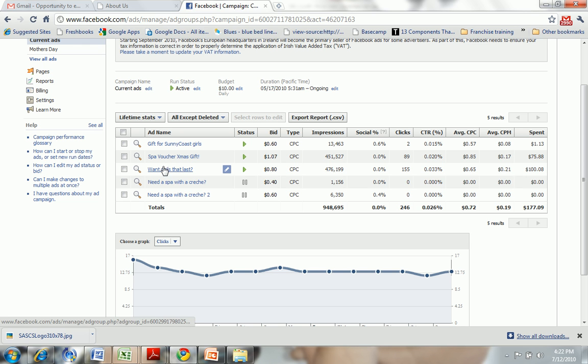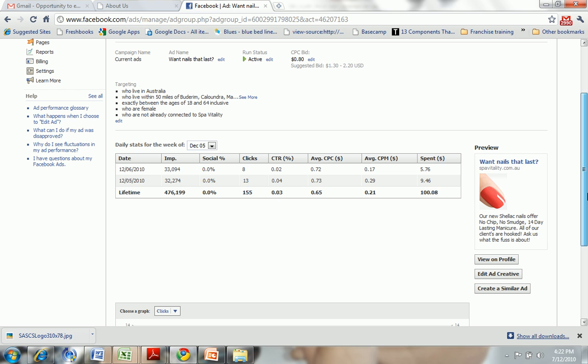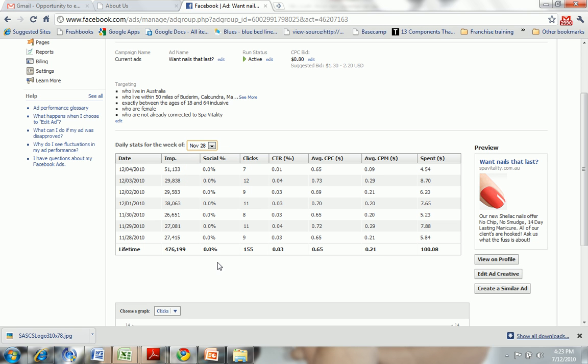So to compare what people are looking at, we can actually click on that at a deeper level. There's the very ad there, an image talking about their new shellac range. We can see when, on what days, how many people were clicking on them, etc. So we can see weekly stats over a period. We can compare this week to last week and so on.